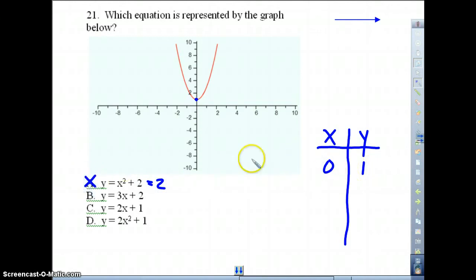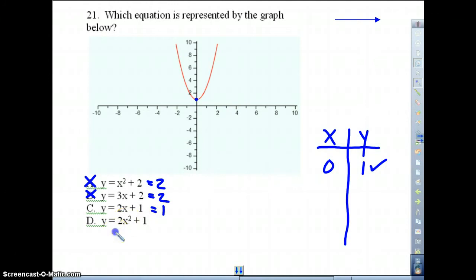Let's put in a 0 for x right here. 3 times 0 is 0, plus 2 equals 2. They say the answer is 1. Nope. Let's put in a 0 right here. 2 times 0 is 0, plus 1 equals 1. That one works out. Let's put in 0 for x down here.